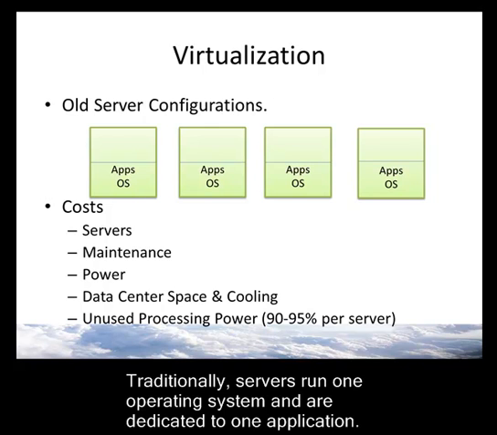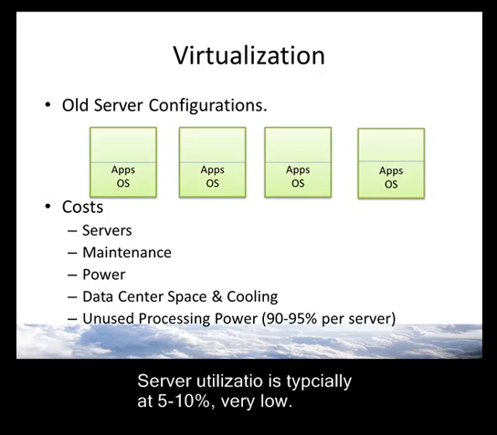One server might run your databases, one runs your web server, and one runs your business programs. Each is a separate server with an independent operating system. An application runs on each individual server. That's okay, but the server utilization is typically at 5 to 10% because it was designed for a worst-case scenario.